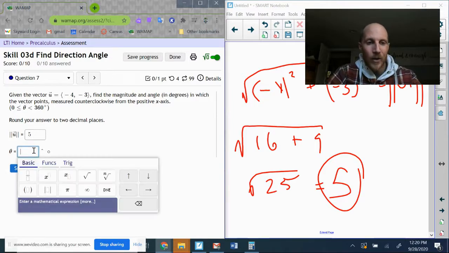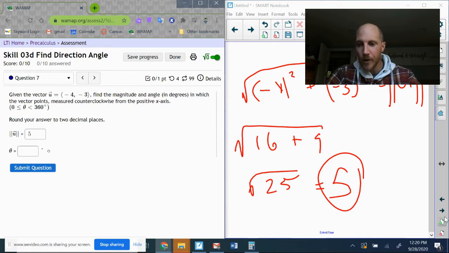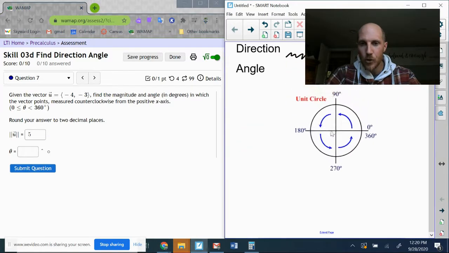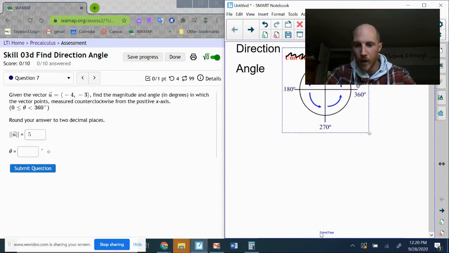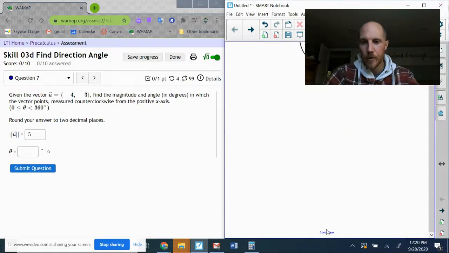Okay, direction angle. So this could take a little bit more work. I'm going to save that for later. I'll just hang out up there, picture.